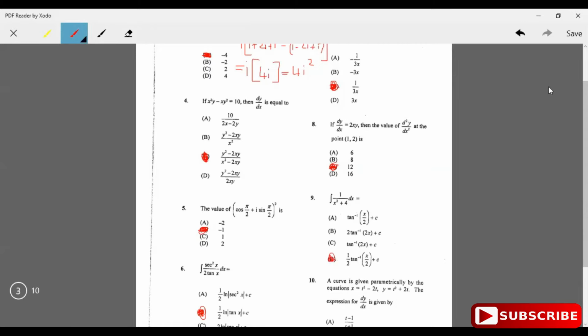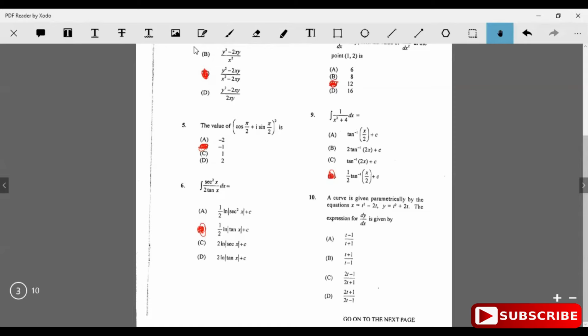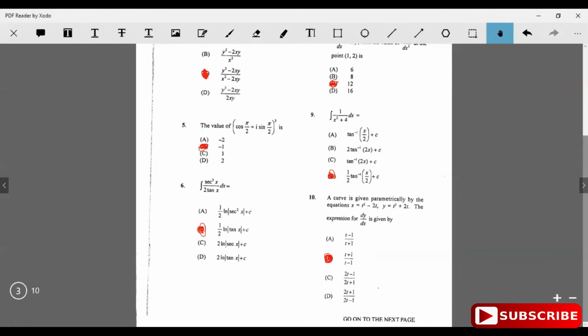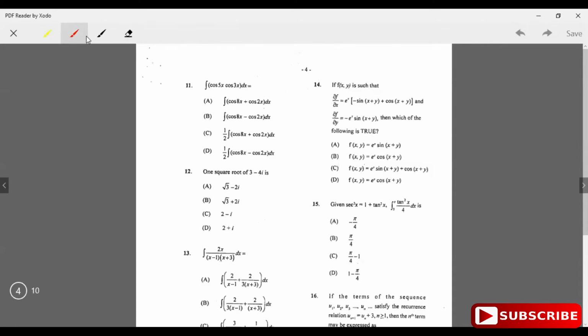All right, question 10. Question 10 repeats way too much. That's question 10, B. Boy. Repeat way too much. All right, question 11. I think it's C. Yes, question 11 is C.